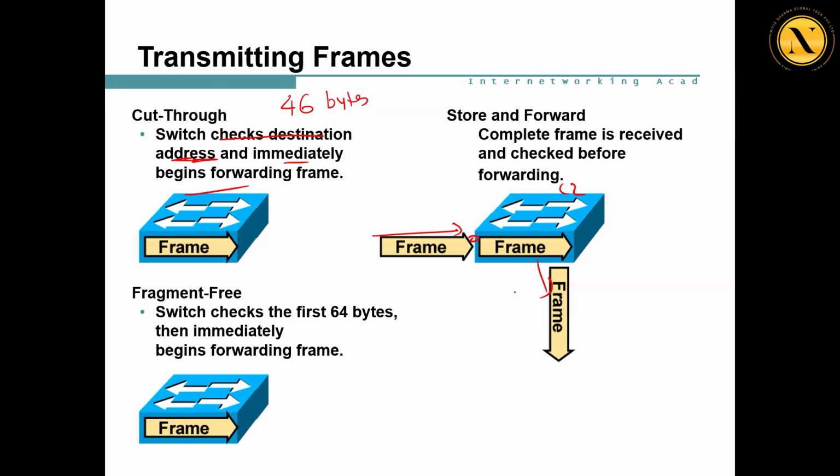Okay. Store and forward. Let's say it has received this frame. Earlier it checked only 46 bytes, but the frame size was 1500 bytes. And then it forwarded it. Now it is going to do a complete frame check. It's going to check all the 1500 bytes. If there's an error, it will drop it. If there's no error, it will forward it. Okay. Now fragment free is a compromise between cut through and store and forward.